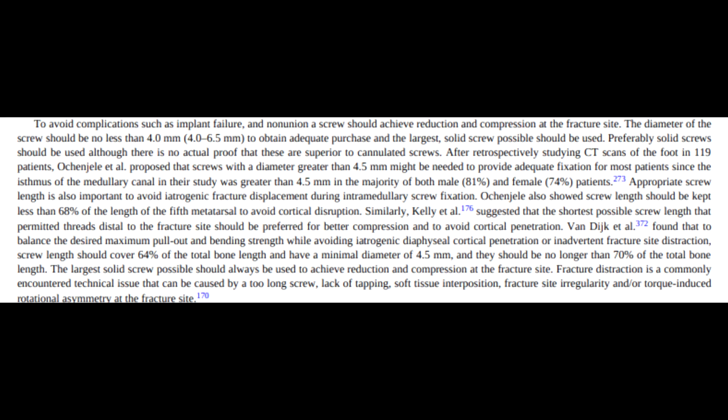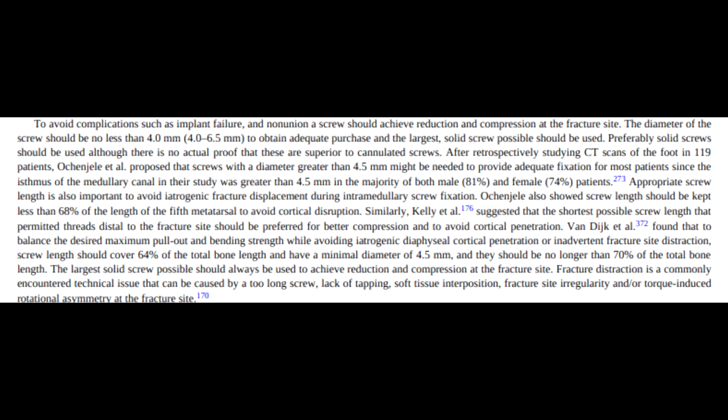When we decide to operate, the workhorse technique is intramedullary screw fixation. To reduce the risk of implant failure and non-union, we have to be meticulous with reduction and compression at the fracture site. The screw diameter should be at least 4.0 millimeters and often between 4.0 and 6.5 millimeters, and we should use the largest solid screw that the bone can safely accept. Several CT-based studies show that a diameter greater than 4.5 millimeters is needed in most patients for adequate fixation, because the medullary isthmus is usually larger than that.